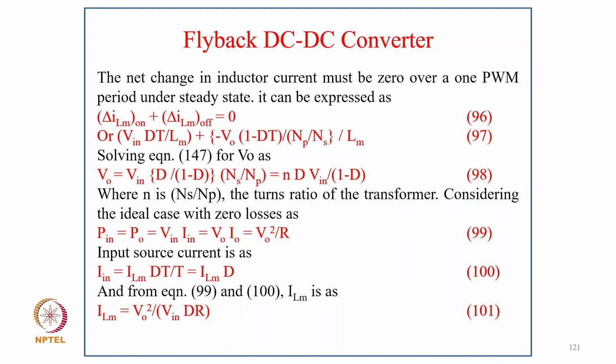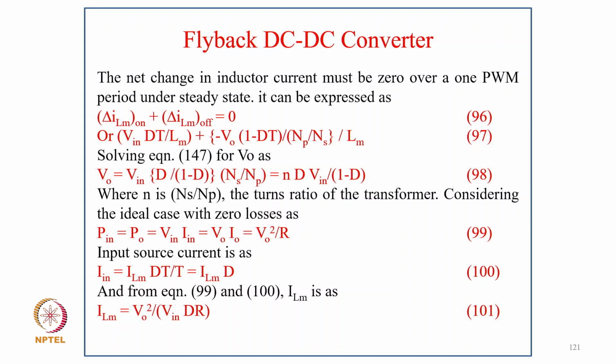So the net change in inductor current must be 0 over one period under the steady state. So it can be expressed as delta ILm on plus delta ILm off equal to 0, for Vin dt upon Lm plus in bracket minus Vo (1 minus D) T divided by Np upon Ns divided by Lm. Solving this for Vo equal to Vin times D upon 1 minus D into Ns upon Np, or equal to n, the turns ratio, D Vin divided by 1 minus D.